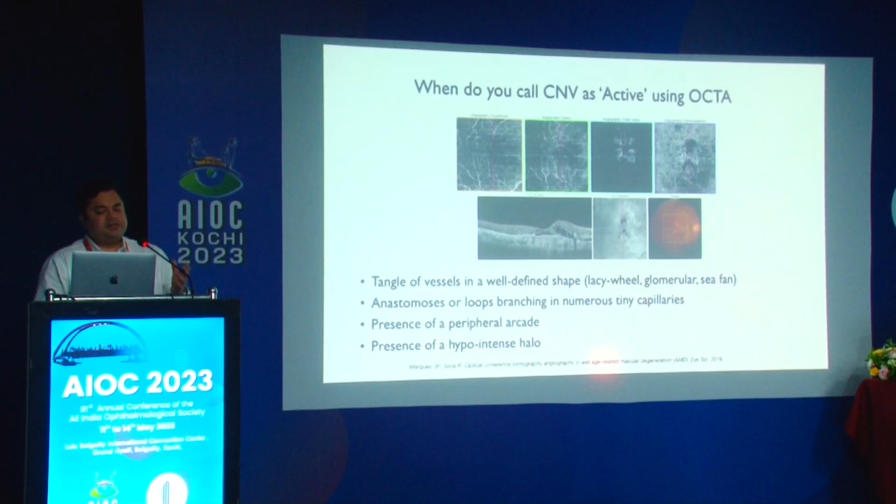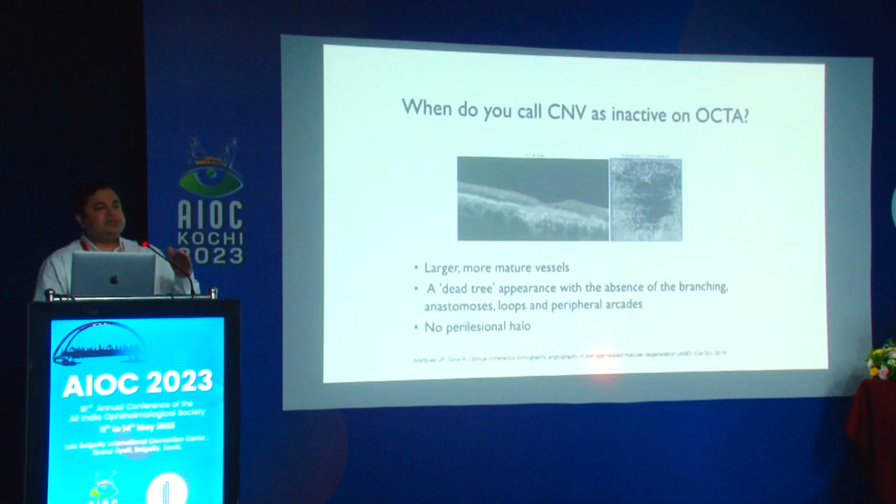Just the last two slides, on when you call a CNV active using OCTA. When there is a tangle of vessels in a well-defined shape, the classical Lassie wheel pattern seen on angio. There is anastomosis or looping of the branching of numerous tiny capillaries. There is the presence of a hypointense halo, again a very important sign, and once that halo regresses, it can suggest that activity has gone down. Larger, more mature vessels, a dead-tree appearance, and no perilesional halo point us towards inactivity of the CNV on OCT angio.